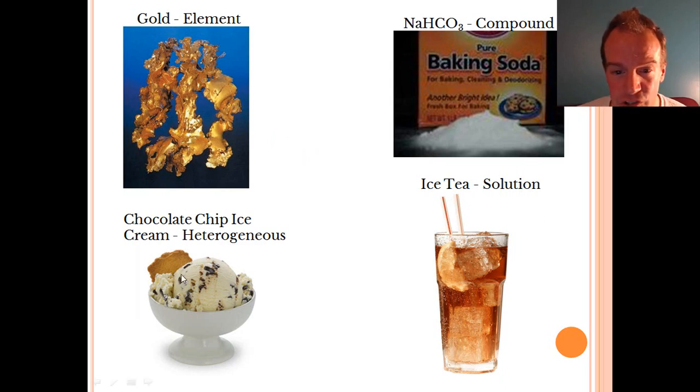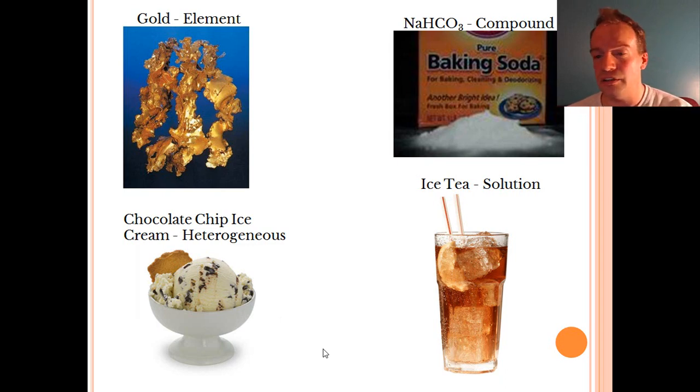In this chocolate chip ice cream, we can see the pieces in it. So this is a mixture of the ice cream with the chocolate chips. That is a heterogeneous mixture. And we can think about this as being able to separate it out. Even with our fingers, we can pluck out the chocolate chips.